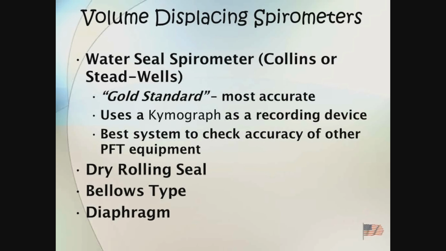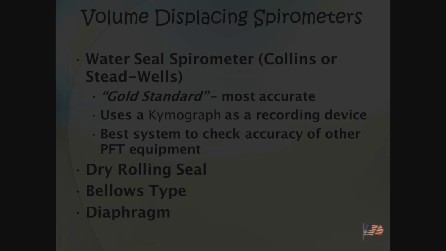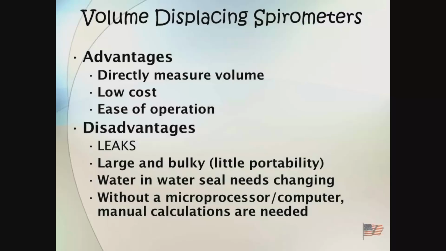It is actually the device that is used to test other pulmonary function units. So it's kind of the bench gold standard. Besides the water seal, other volume displacements are the dry rolling seal, a bellows type and a diaphragm. The good thing about these is that they directly measure volume. They're not measuring flow and translating into volume.